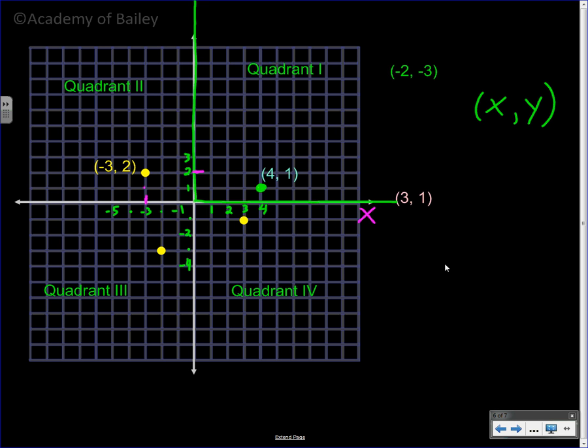Let's look at the third quadrant. This point is below negative 2, and it is beside negative 3. So if you look there, that point is right here. Negative 2, negative 3.